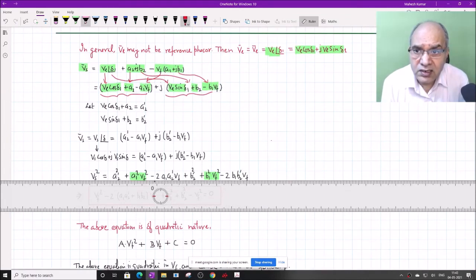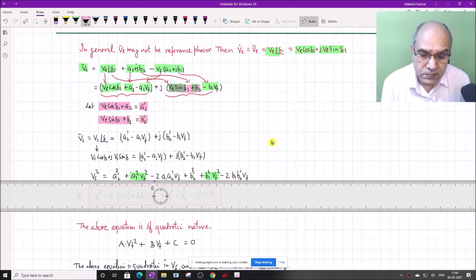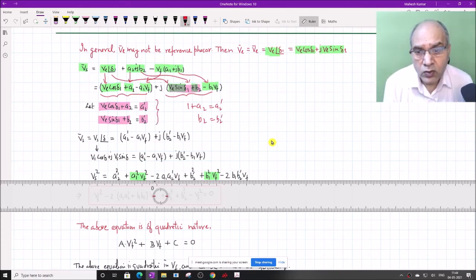We will say let BL cos delta 1 plus A2 be A2 dash, and BL sin delta 1 plus B2, let it be B2 dash. Earlier it was 1 plus A2 equal to A2 dash, and B2 was B2 dash. But now in the new equation, where the load voltage is not the reference phasor, we will have these equivalences between A2 dash, B2 dash and their values.